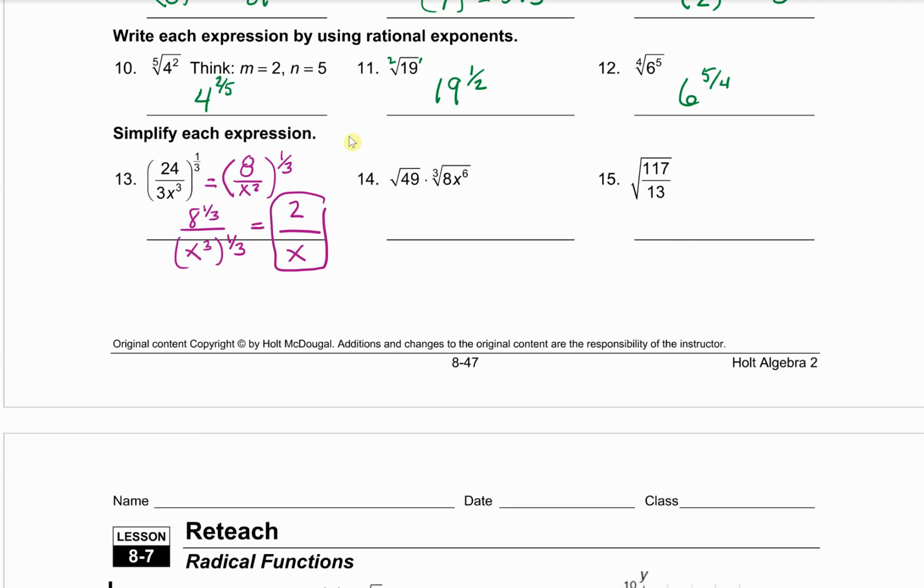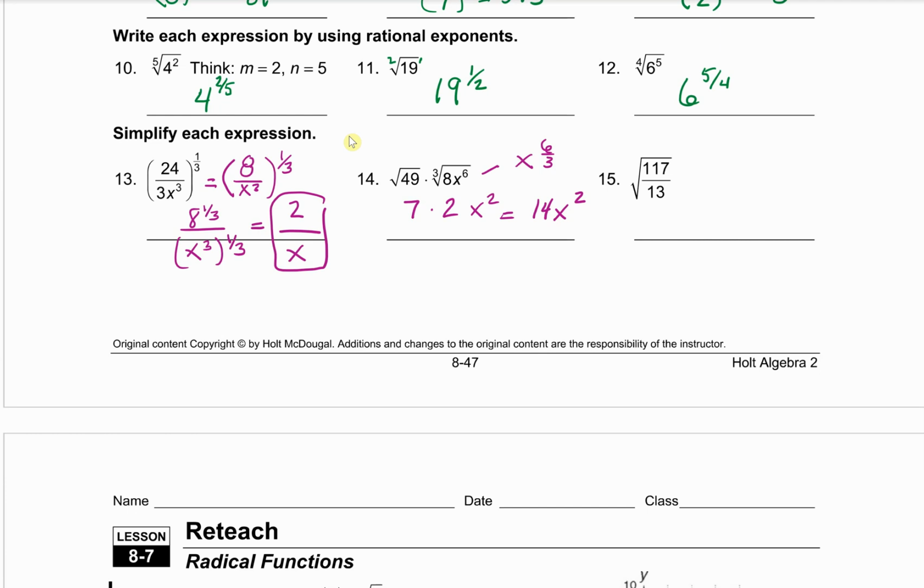Square root of 49 times the cube root of 8x to the 6th. All right, well, square root of 49, that's easy. 7. Cube root of 8, that's 2. X to the 6th, cube root of x to the 6th. Well, that is like x to the 6/3. Just like I was showing you on the previous page, that is going to be x squared. So now it's just some simple multiplying. We get 14x squared.